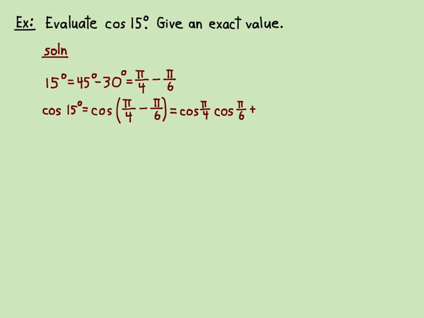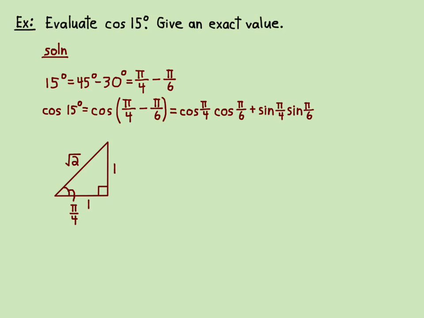So this is going to be cosine pi over 4 times cosine pi over 6 plus sine pi over 4 times sine pi over 6. That's the formula, well, with the numbers plugged in. So I need to figure out what cosine of pi over 4 is, and cosine of pi over 6, and sine of pi over 4, and sine of pi over 6 exactly. So I'm doing the pi over 4 first.